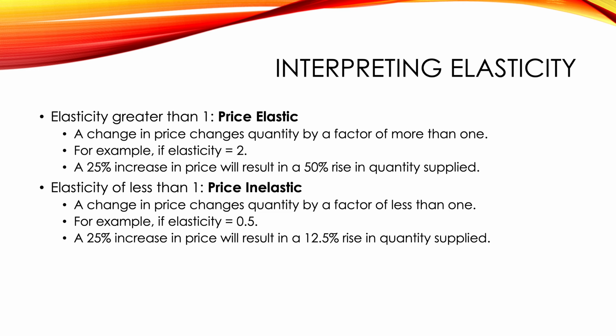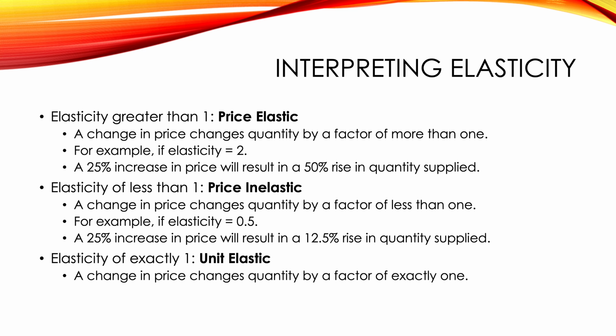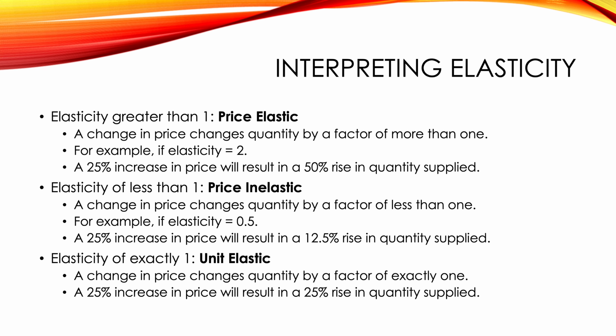The last option here is an elasticity of exactly 1. Remember, elasticity can't come out to be less than 0, because if it's demand elasticity, we take the absolute value, and if it's supply elasticity, we're always going to come out with a positive number. So it always has to be greater than 0: either 1, more than 1, or between 0 and 1. If it's unit elastic, that means a change in price changes quantity by a factor of exactly 1. So a 25% increase in price would have a proportional 25% rise in quantity supplied.